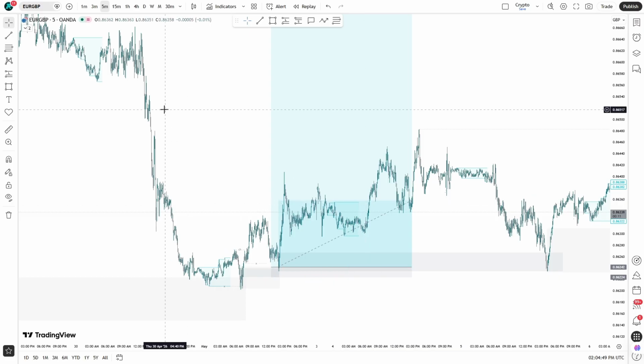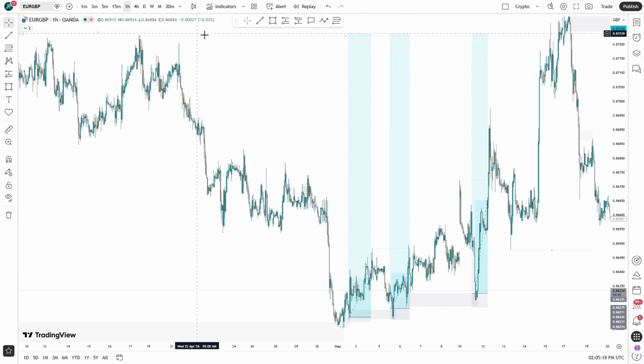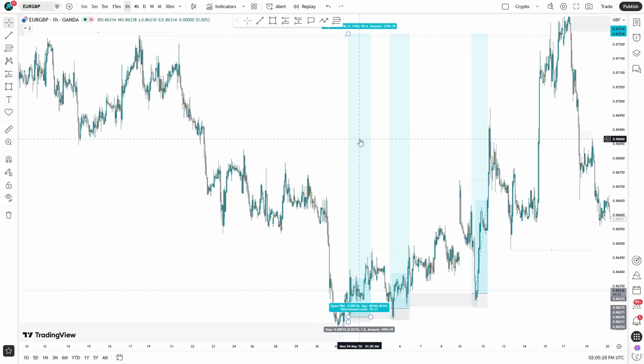Now let's go to the higher time frame to see the liquidity, where market swept liquidity. So this is the area where market swept liquidity. That's the area where we took profit. So we notice this whole area here. So that's why we took profit there. So that's it for this first trade.